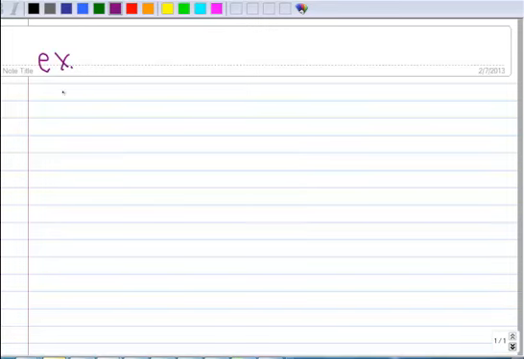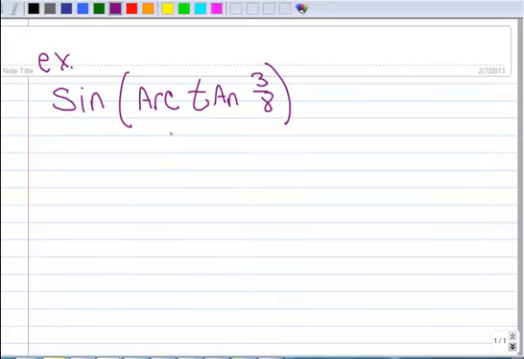So we want to find the sine of the arc tangent of 3/8. Okay, so this says there's some angle or arc whose tangent is 3/8. 3/8 is a ratio. So whenever I see that, I think triangle. All right, so you know that the tangent is y over x. So that means the y is 3 and the 8 is x.